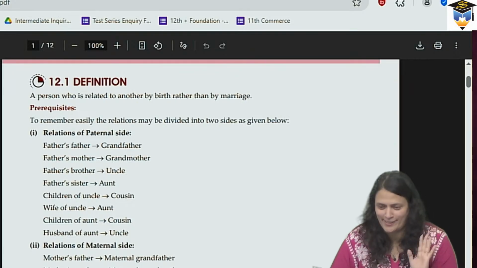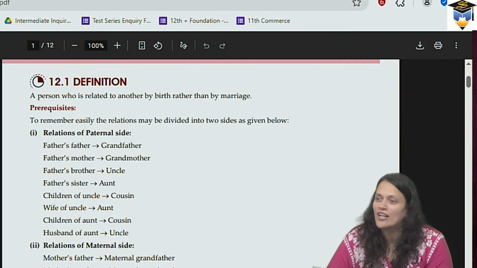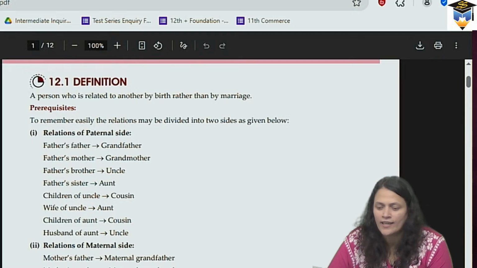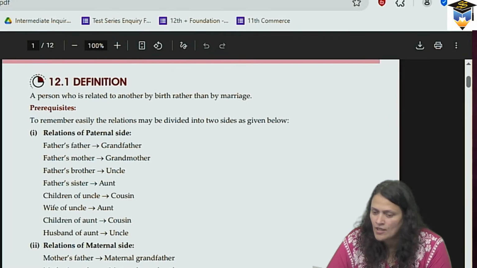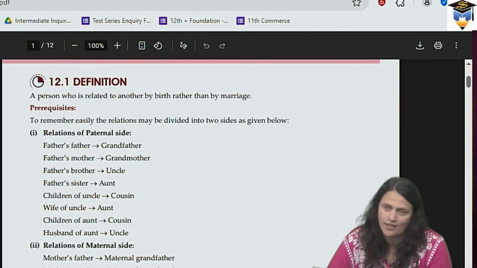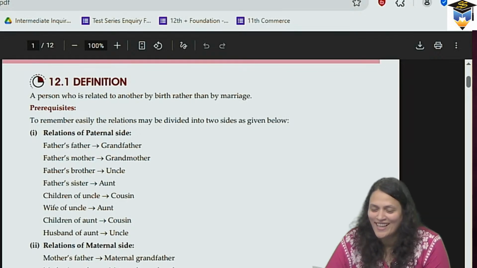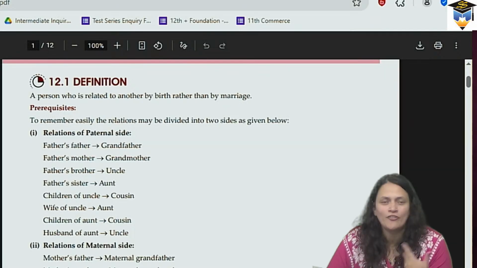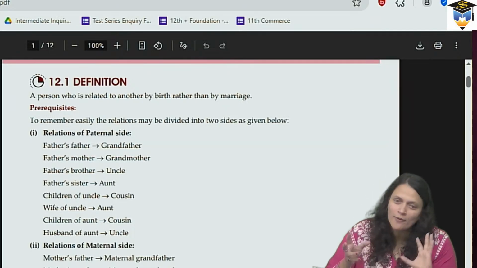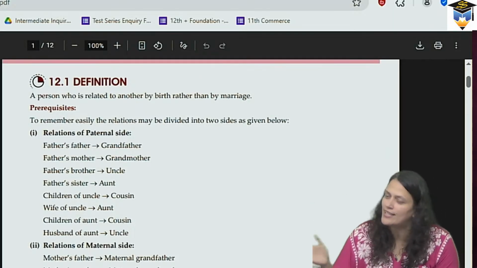Bua. Correct. Okay. Next is children of uncle. Children of uncle are cousins. Okay. Then wife of uncle, aunt. So what do we call the wife of uncle in Hindi? Chachi. Okay. Next is children of aunt. So children of aunt are your cousins again. So all your brothers and sisters, either from the maternal side or from the paternal side, they are your cousins.